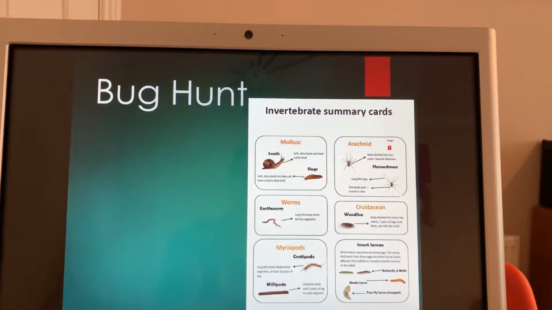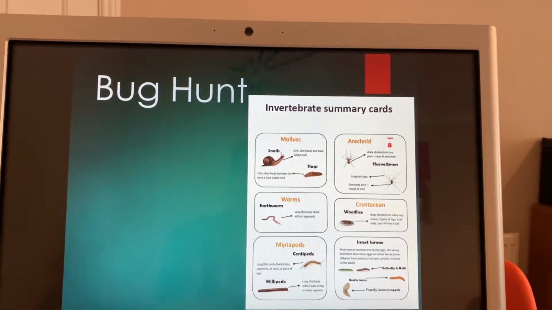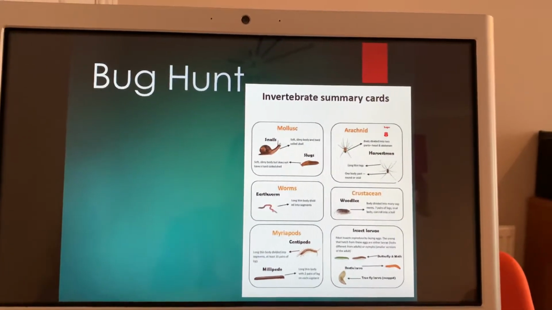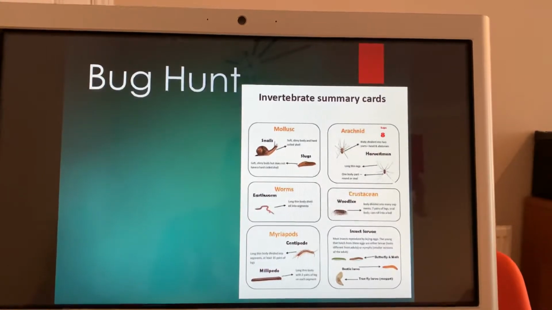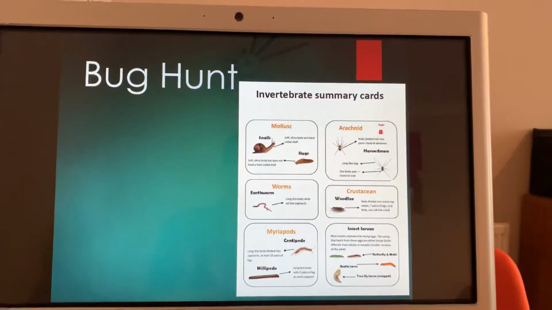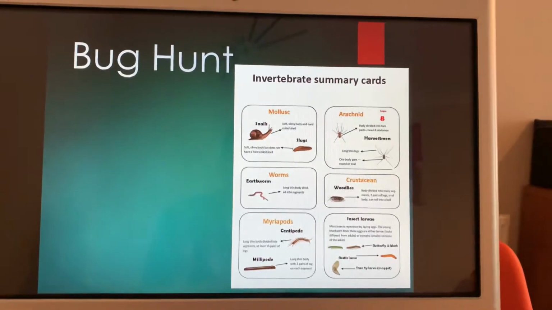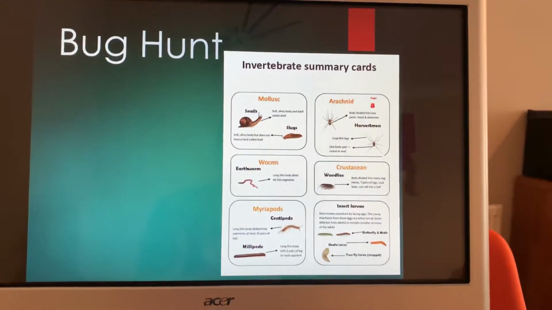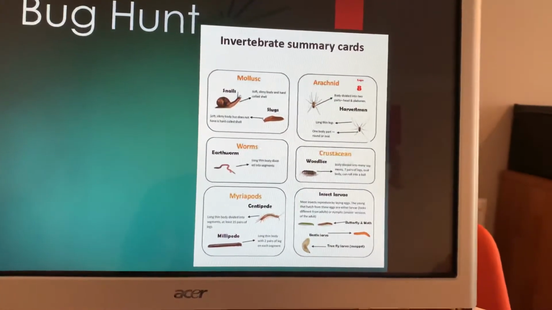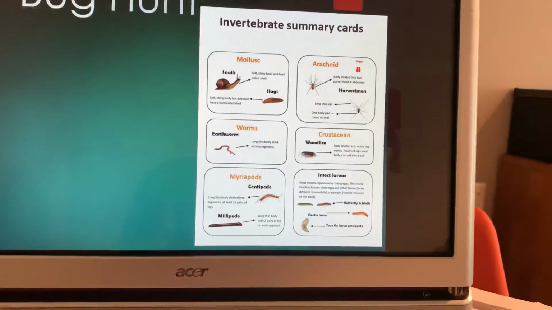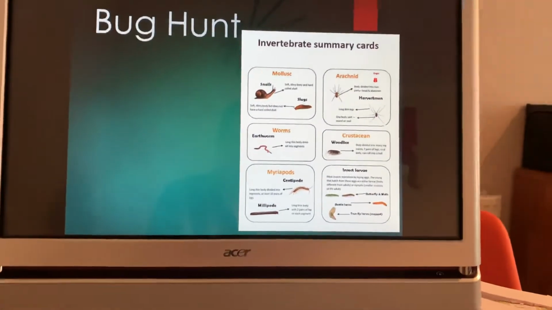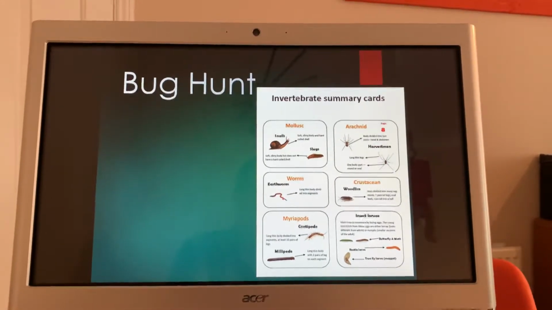Which is when insects lay eggs. Most insects reproduce by laying eggs. The young that hatch from the eggs are either larvae or nymphs, which is a smaller version of the adults. Just going to pop you back there.